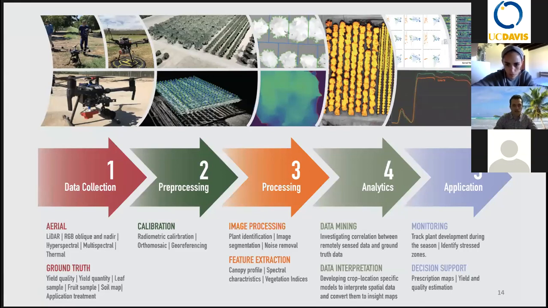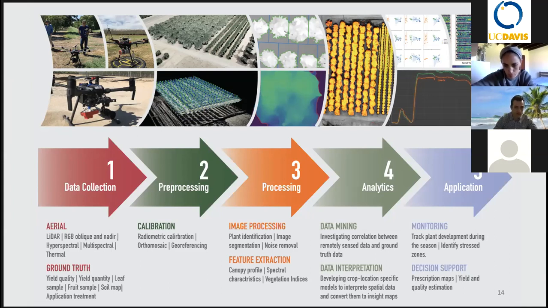Now let's get into what we are doing in the Digital Agriculture Lab at UC Davis. This is an overall pipeline from beginning to end, what we do here. As you see, the first step always starts with data collection. We collect aerial data with different platforms like LiDAR, RGB, hyperspectral, multispectral, and thermal. And we also collect some ground truth data from the same field at the same time. That is actually the key to solving the problem.